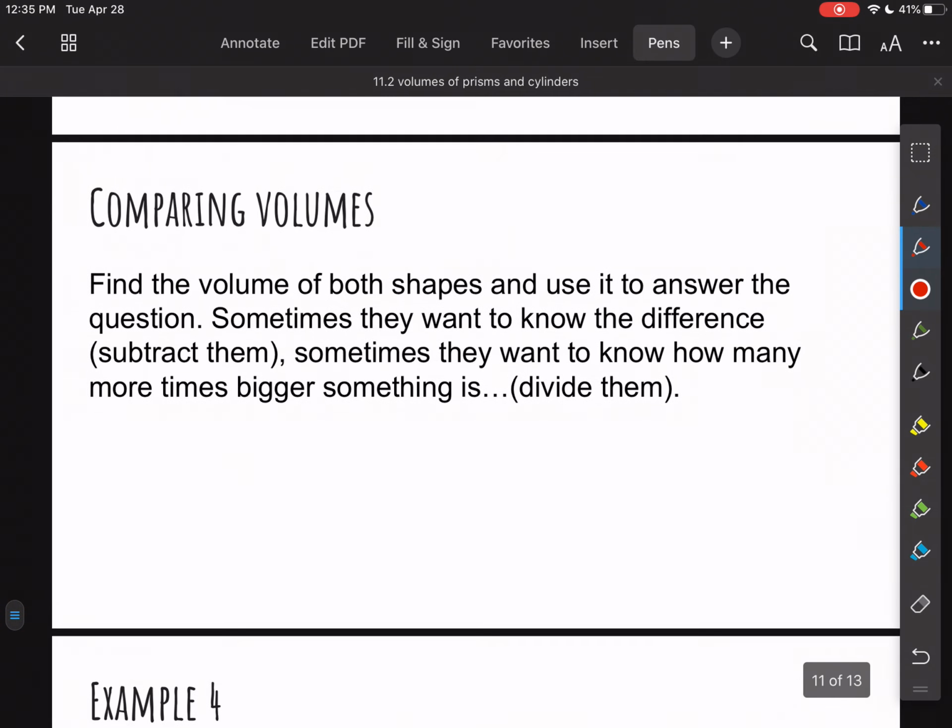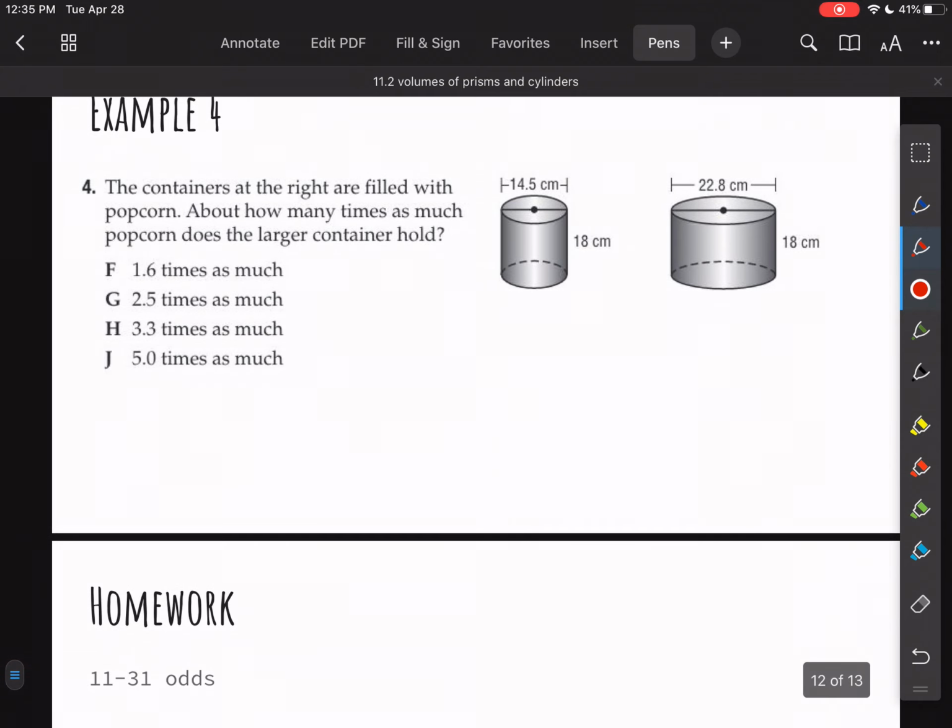Okay. To compare volumes, it says find the volume of both shapes. Sometimes they want to know the difference, so you would subtract them, but sometimes they want to know how many times bigger something is. So then you just divide them, and I'll show you how that works. So let's figure out what these are. We know that the radius of this first cylinder here would be 7.25. And by the way, it's always a good idea to read the question. I'm just attacking the problem right away. But it says about how many times as much popcorn does the larger container hold. So I'm just going to compare the volumes.